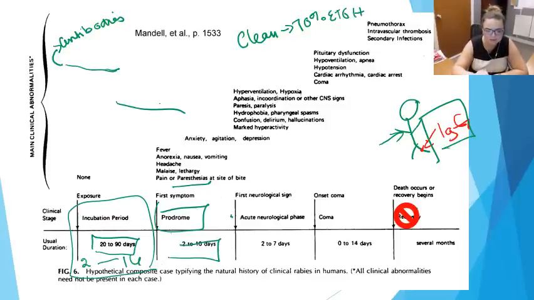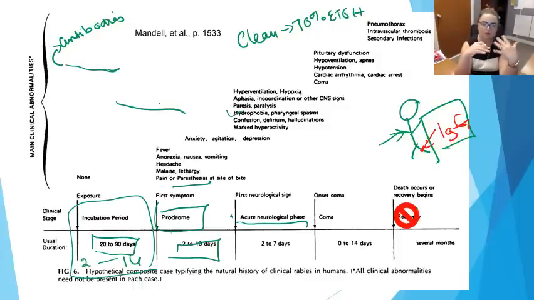The prodrome lasts about 2 to 10 days. Then we move into the acute neurological phase. This is basically more specific neurologic symptoms. You can see hyperventilation, hypoxia, aphasia, incoordination, paralysis, hydrophobia. That's that idea that rabies patients are afraid of water. They get spasms in the esophagus. They don't just not want to drink water because they don't want to drink anything. It's because of the pharyngeal and esophageal spasms.